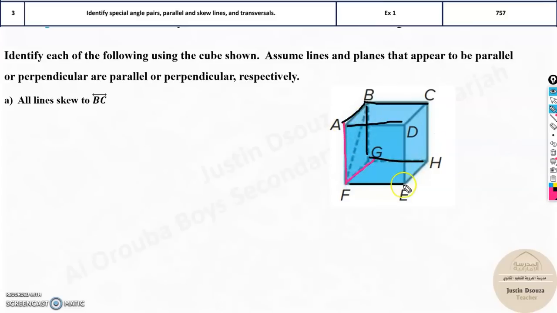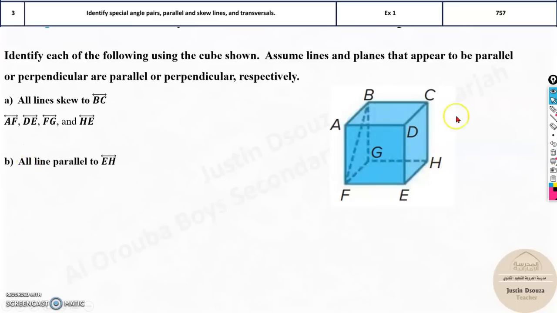Now the ones which I will draw in the pink color, here, this is a skew line and this is a skew line, this and this. So these are AF, DE, FG, and HE. Those are the skew lines. I'll repeat: the skew lines to BC are the ones which are not parallel and will not touch it. So that's how we do it.